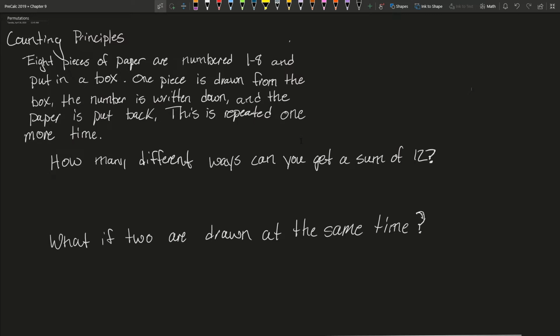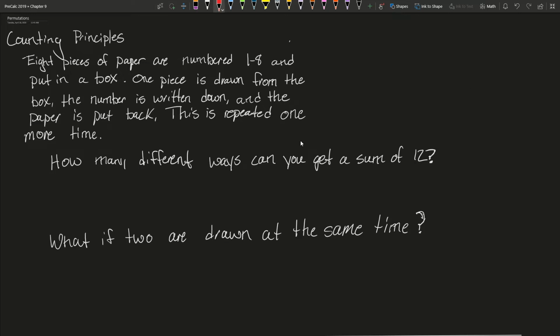In this example, 8 pieces of paper are numbered 1 to 8 and put in a box. One piece is drawn from the box, the number is written down, and then the paper is put back. Then another piece of paper is taken from the box, the number is written down, and the piece of paper is put back. I want to know how many different ways you can get a sum of 12. Then in a little bit, we'll go over the second question: what if two numbers are drawn at the same time? So how many different ways can you get a sum of 12?